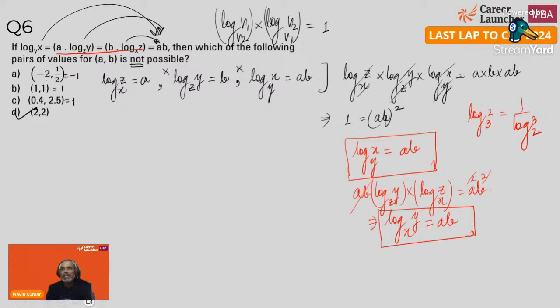So how come ab is a reciprocal of itself? Well, ab is going to be the reciprocal of itself only when ab is plus or minus 1. There is no other real value apart from plus and minus 1 which are reciprocal of each other. So a into b should be plus or minus 1. We'll go back to option D.